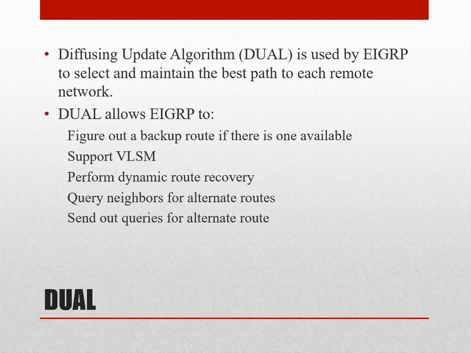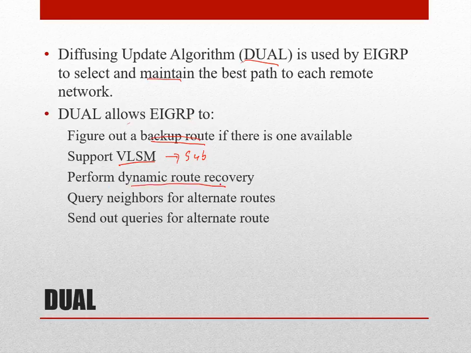The Diffusing Update Algorithm, DUAL, and that's about as far as I can remember what you have to remember about that. It's used by EIGRP to select and maintain the best path. DUAL allows EIGRP to figure out the backup route. We'll see those. It supports VLSM, variable length subnet mask, which means that it sends the subnet mask with the topology information.